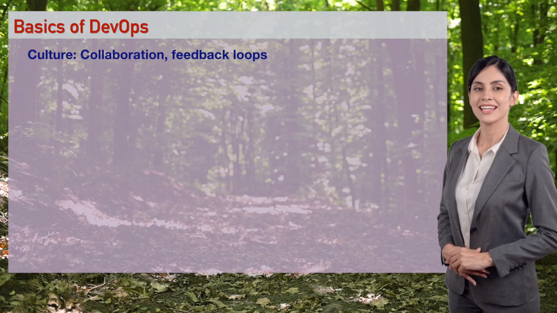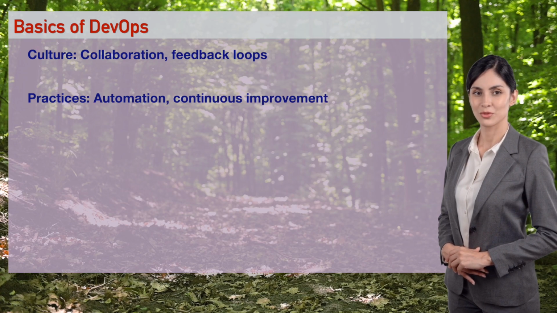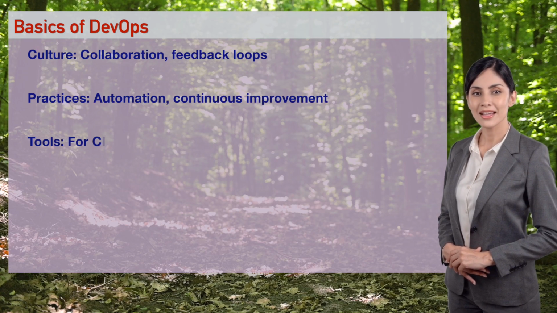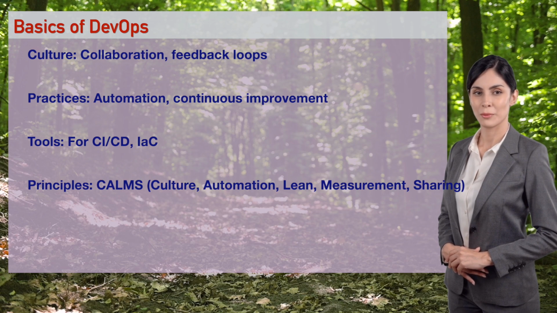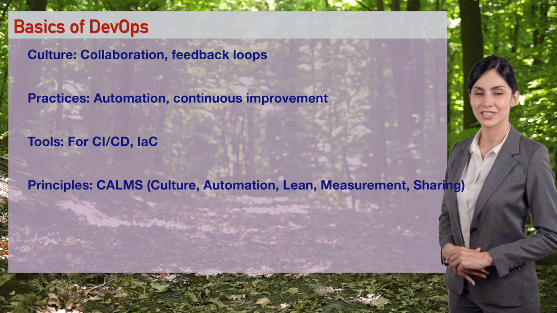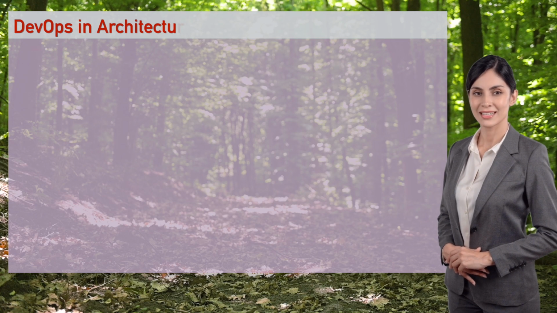Covering the basics of DevOps to establish a firm base. At its heart, it's a culture promoting collaboration between dev and ops, with feedback loops for iterative enhancement. Practices emphasize automation of repetitive tasks and continuous improvement through retrospectives. Tools enable CI/CD and IaC workflows. Key principles follow the CALMS framework: culture for people, automation for processes, lean for efficiency, measurement for data-driven decisions, and sharing for knowledge dissemination.